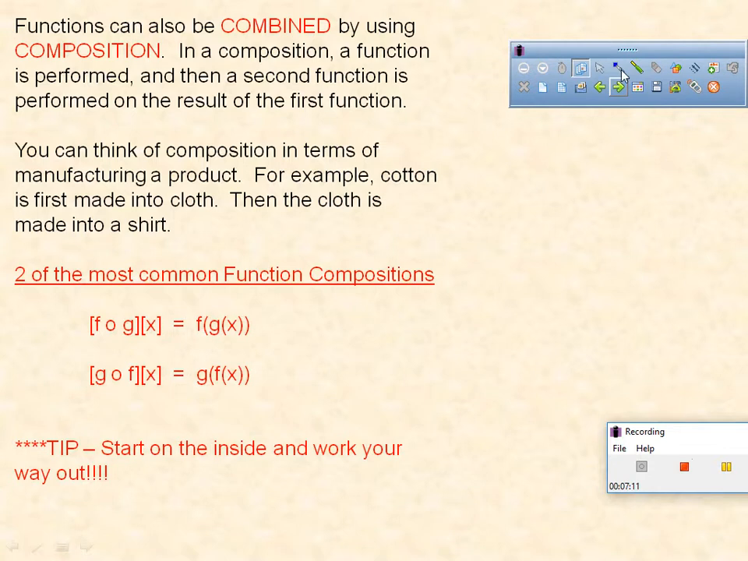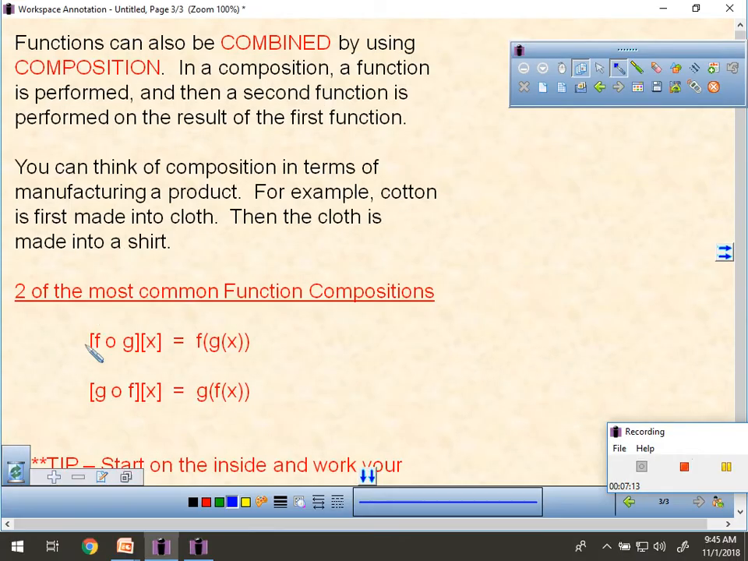Now, the two basic forms of composition are what we call FOG. And the reason why it's called FOG, guys, is because it looks like the letters F-O-G. But in reality, guys, the symbol is F with a little O right there, and then G.